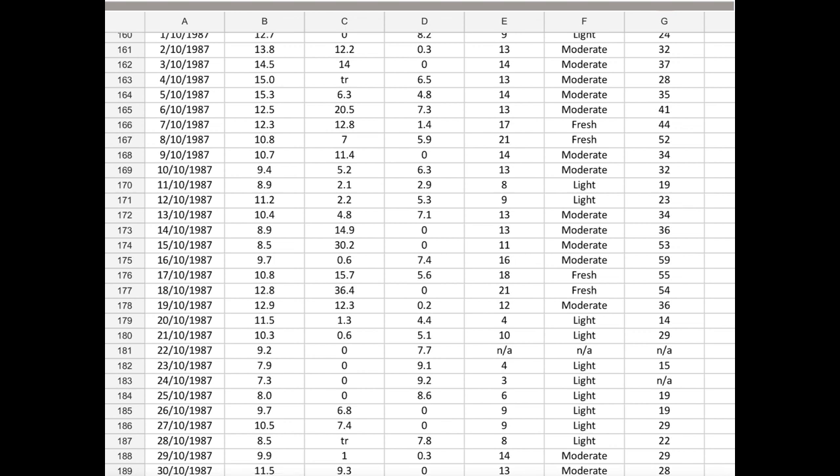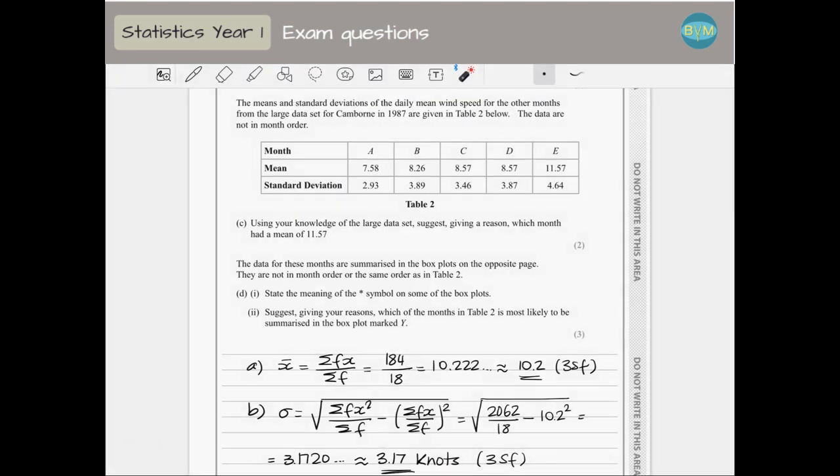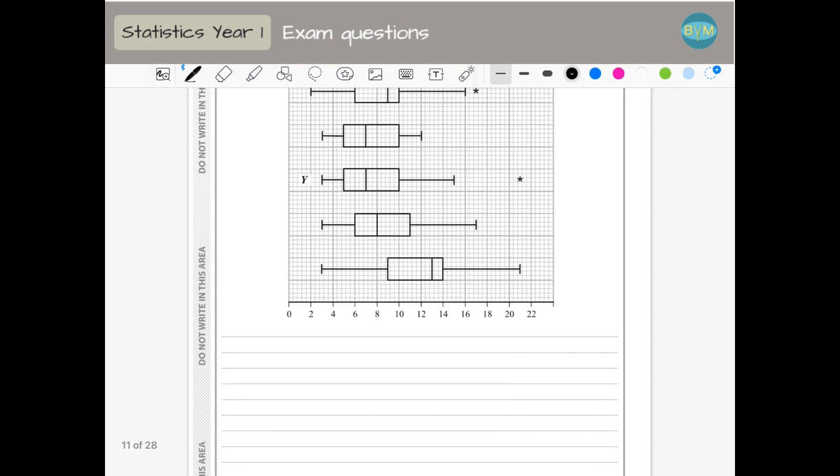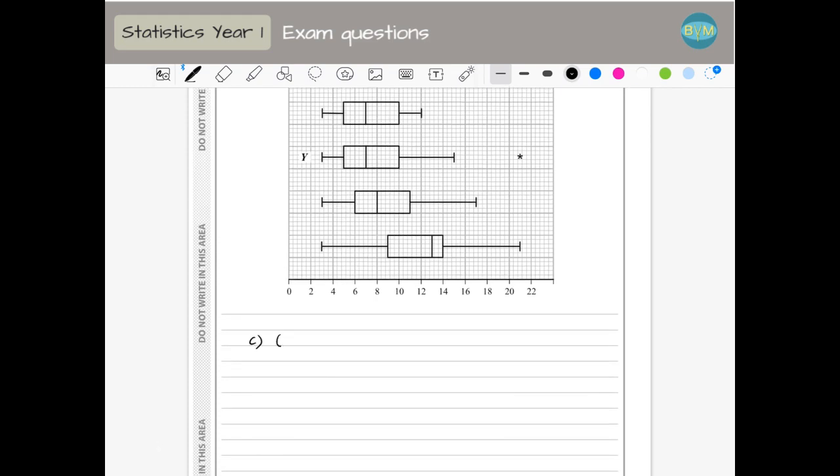So I have 21, 18, 16, 21 again, 17. So the windiest month is October in UK. So we can write it here: October is the windiest month in UK. It's difficult to remember those things.